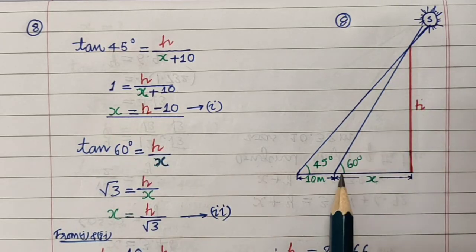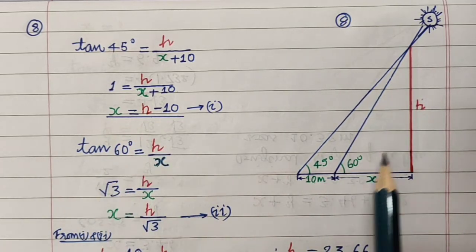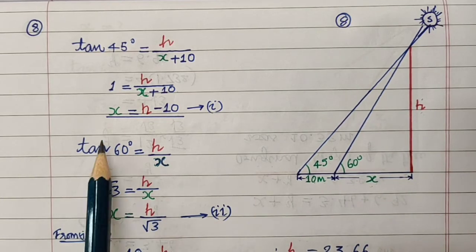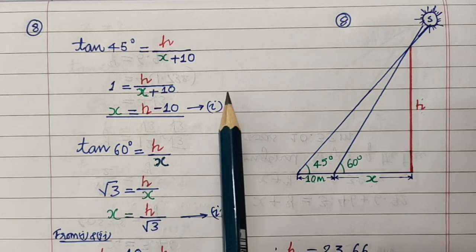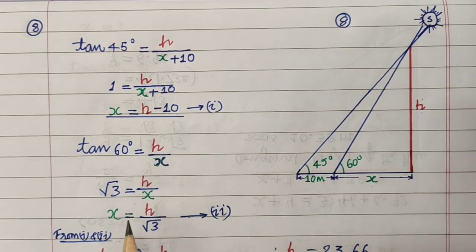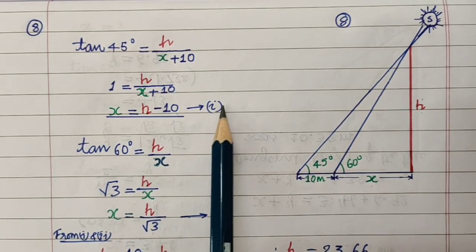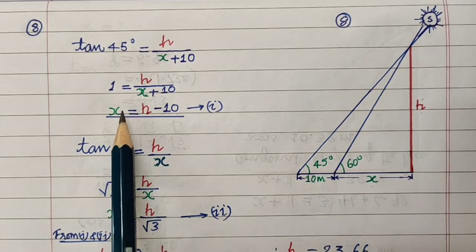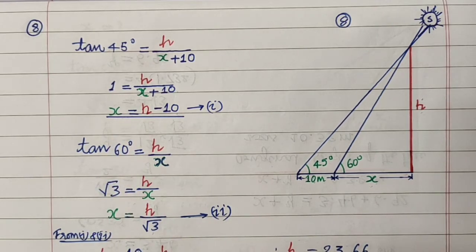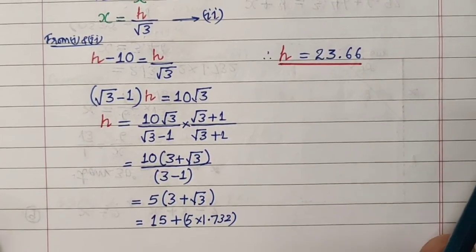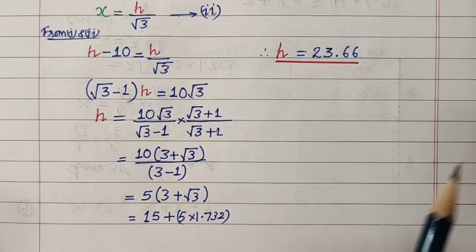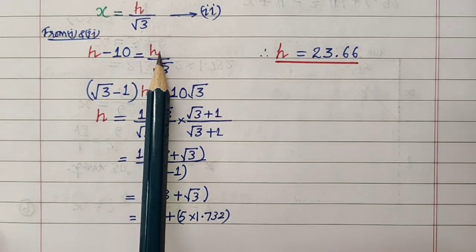Then we go to the second triangle. Tan 60 is equal to h by x. Tan 60 is root 3, so h by x. Therefore x is equal to h by root 3. We got two equations, x is equal to h minus 10 and x is equal to h by root 3. Equate these two equations because x is the same on the left hand side. So then h minus 10 is equal to h by root 3.